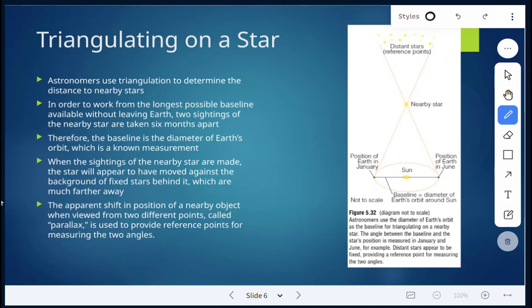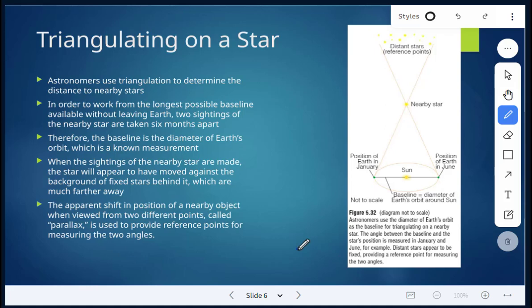So triangulating on a star, astronomers will also use triangulation to determine the distance to nearby stars in order to work from the longest possible baseline available without leaving Earth. 2 sightings of the nearby star are taken 6 months apart. Okay, so for example, January and June. Therefore, by doing that, the baseline is going to be the diameter of Earth's orbit. So the baseline, therefore, is the diameter of Earth's orbit around the sun. Okay, which is a known measurement.